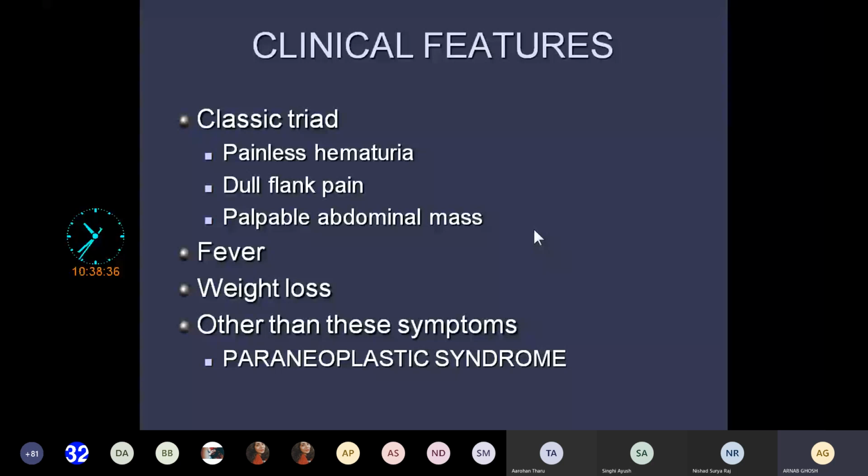In renal stone we saw that there will be colic. So colic will be sharp pain. It is dull pain in renal cell carcinoma, and there will be a palpable abdominal mass. The kidney will be enlarged and we can feel the mass from the abdomen by palpation. So these three are again important: painless hematuria, dull flank pain, and palpable abdominal mass.